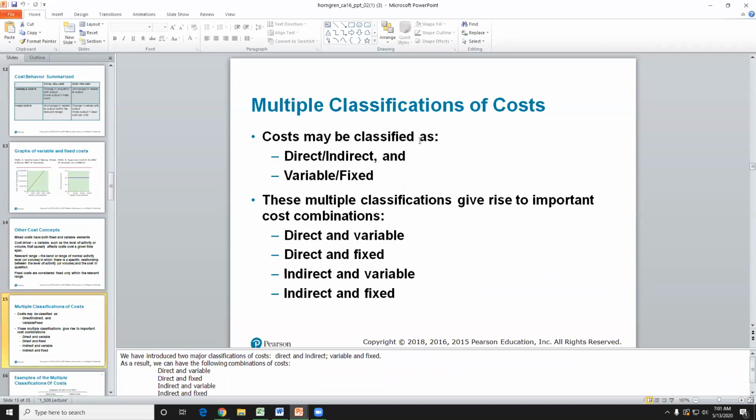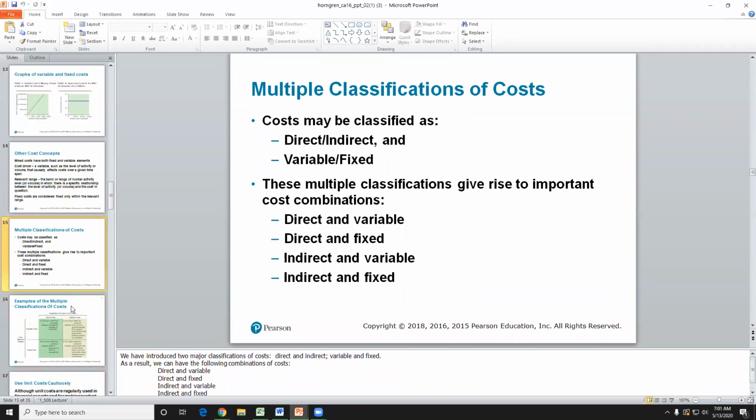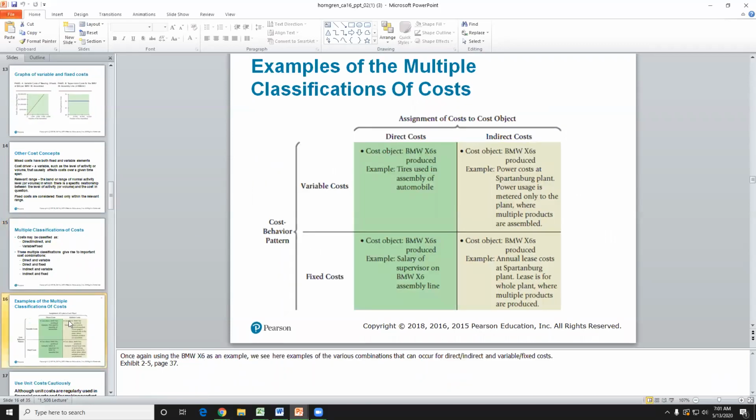Okay, so cost can be classified as direct, variable, fixed. Again, these are just some basic terms. Okay, some more terminology that you can read through.